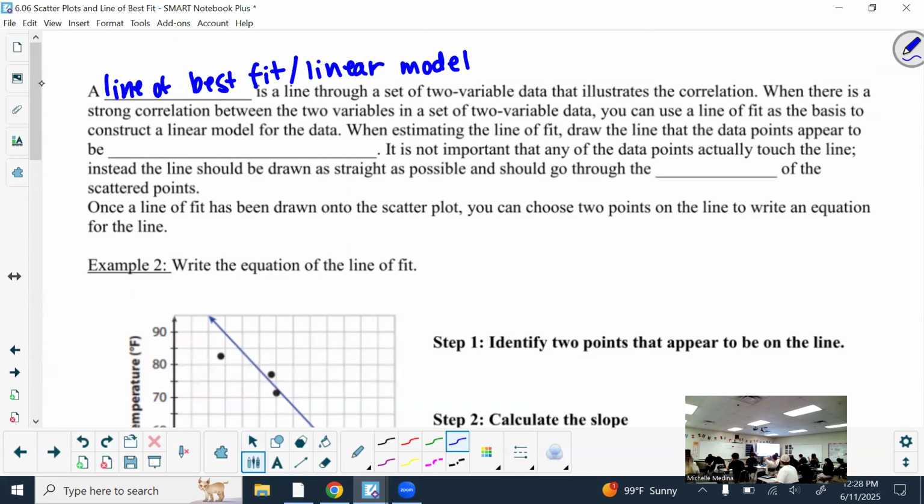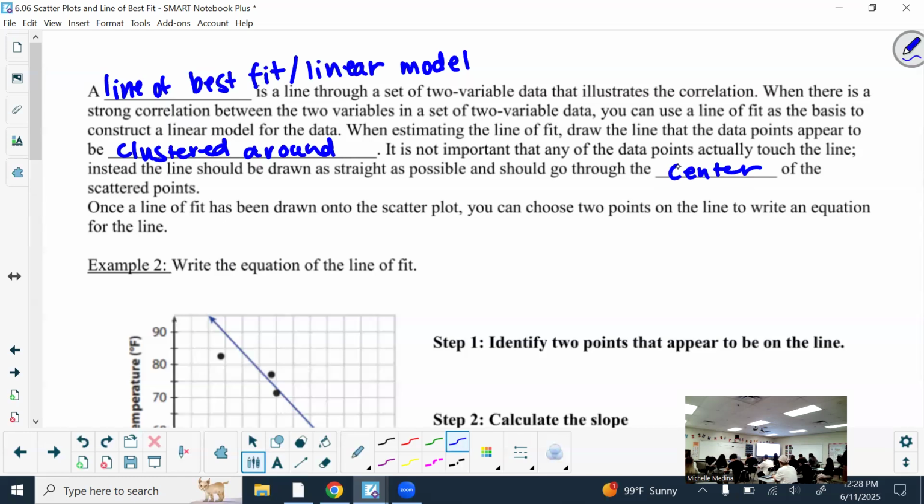When estimating the line of fit, you are going to draw the line that the data points appear to be clustered around. It is not important that any of the data points actually touch the line. Instead, the line should be drawn as straight as possible and should go through the center of the scattered points. You don't want your line to be drawn above all the points or below all the points. You want it to be drawn through the center of the points, down the middle.